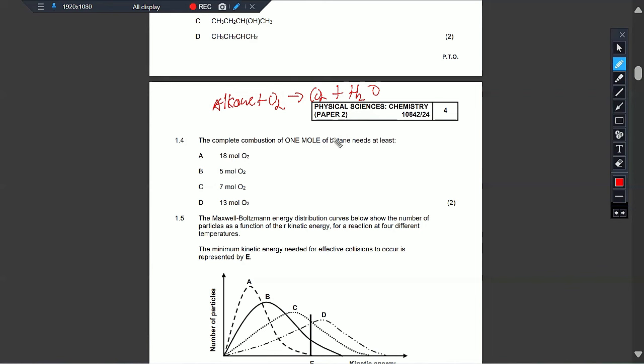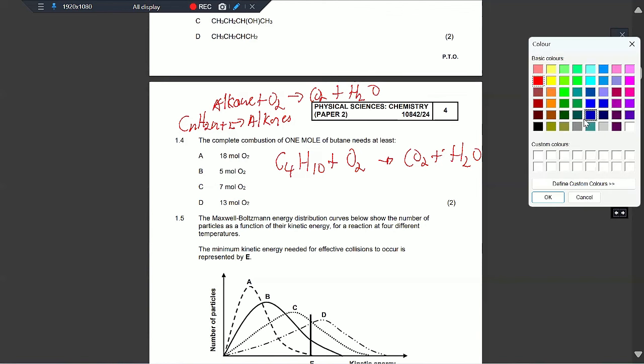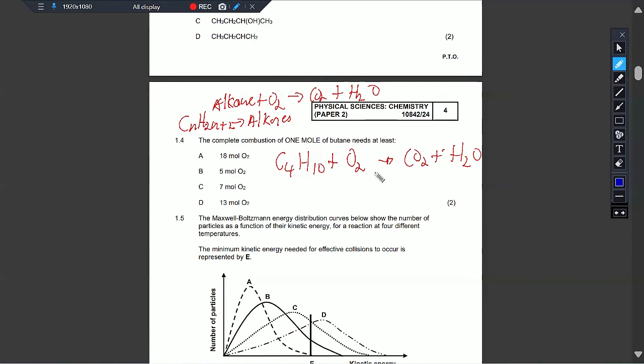So what is the molecular formula for butane? According to CnH2n+2, which is the general formula for all alkanes, we should figure out that n is 4. So this is supposed to be C4, and then 2 times 4 is 8 plus 2, that's 10. So butane is C4H10. Then this has to react with oxygen gas to produce carbon dioxide and water, right? But then we need to balance this equation so that we come up with the correct answer.